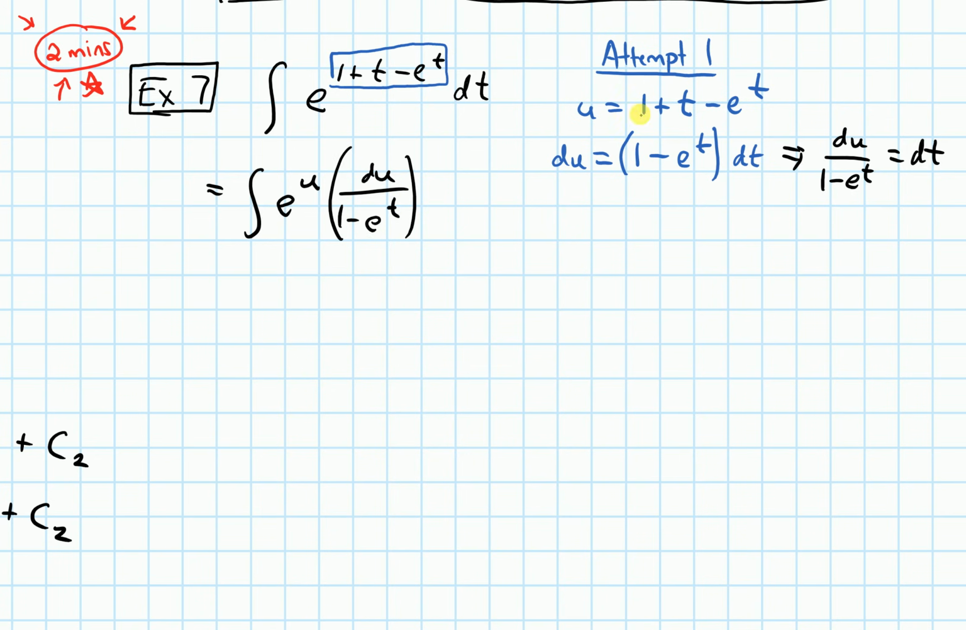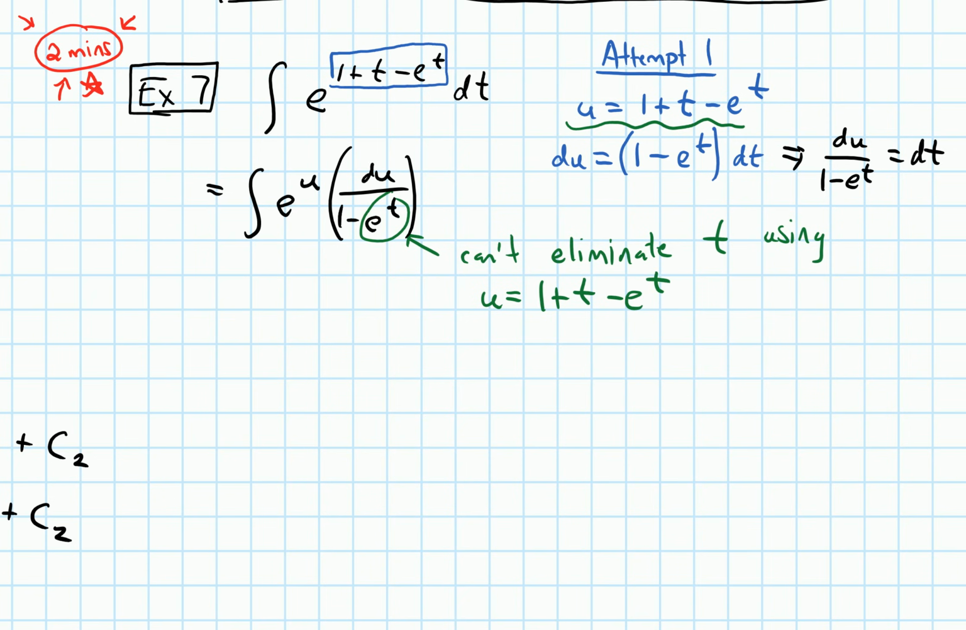So if I think about our substitution here, with this e to the t, I actually can't eliminate the t using our substitution one more time like we did in that last problem, using u equals 1 plus t minus e to the t.